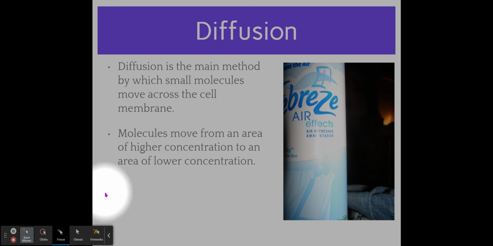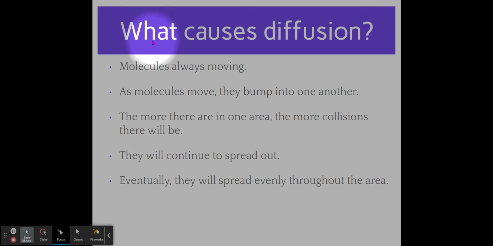All right, pause if you need to. I'm going to continue on. What causes diffusion? Molecules are always moving. The molecules move, they bump into each other, and the more there are in one area, the more collisions there will be. They continue to spread out, and eventually they spread evenly throughout the area. So please do write this whole slide.